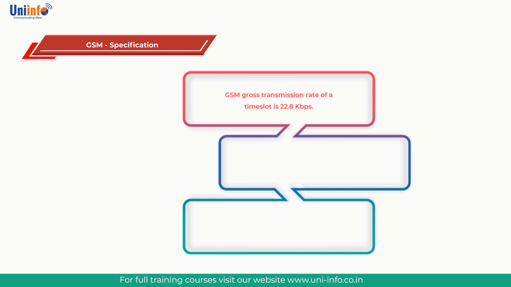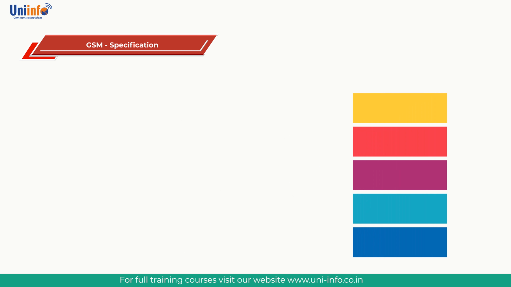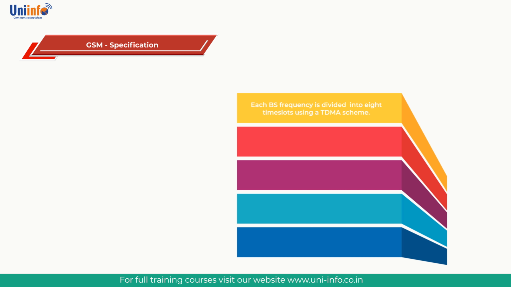Seventh, GSM gross transmission rate of a time slot is 22.8 kbps. Eighth, GSM is a digital system with an over-the-air bit rate of 270 kbps. Ninth, each 200 kHz channel is divided into 25 kHz time slots. Ninth, each BS frequency is divided into 8 time slots using a TDMA scheme. 10th, each of these slots is used for duplex data communication.